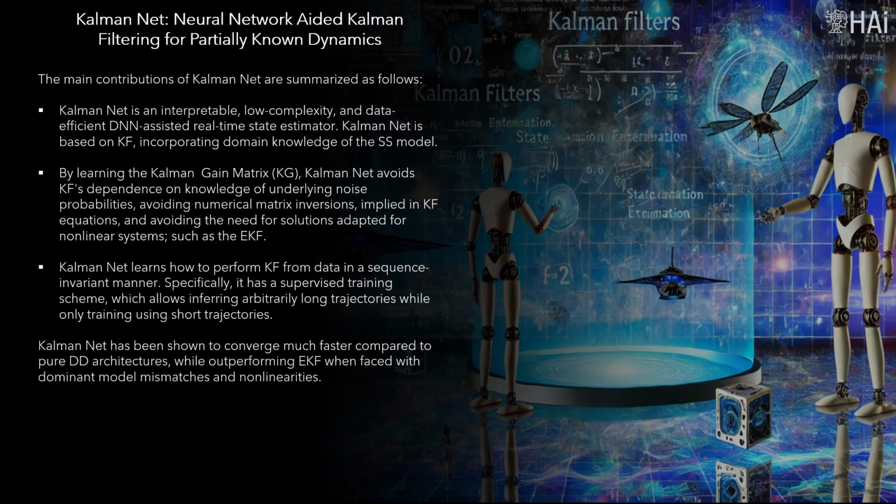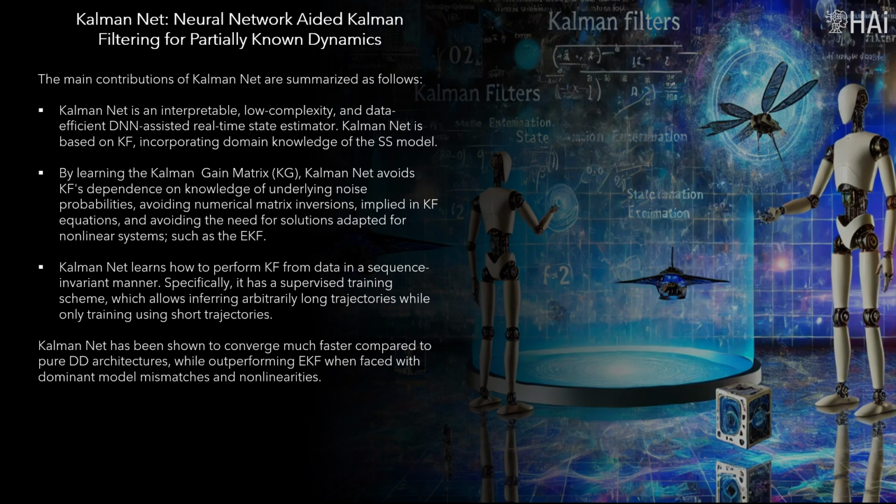The main contributions of KalmanNet are summarized as follows. KalmanNet is an interpretable, low-complexity, and data-efficient DNN-assisted real-time state estimator. KalmanNet is based on KF, incorporating domain knowledge of the SS model. By learning the Kalman gain matrix, KG, KalmanNet avoids KF's dependence on knowledge of underlying noise probabilities, avoiding numerical matrix inversions implied in KF equations, and avoiding the need for solutions adapted for nonlinear systems, such as the EKF.